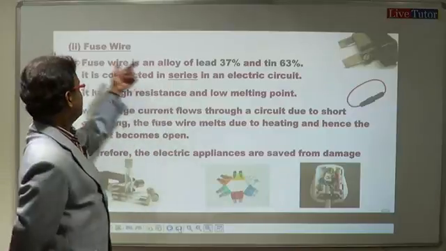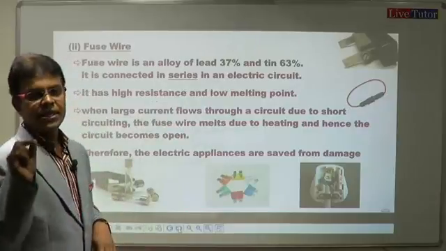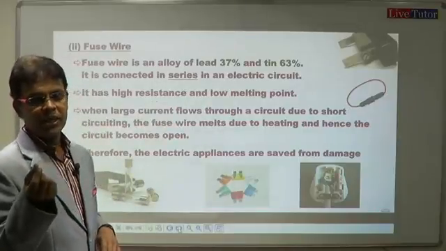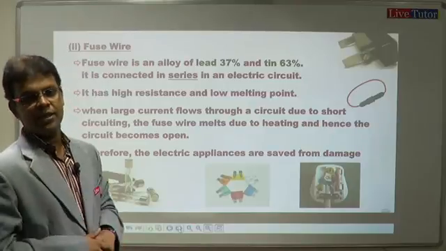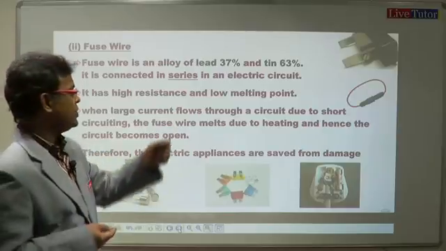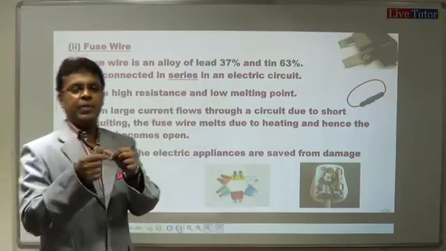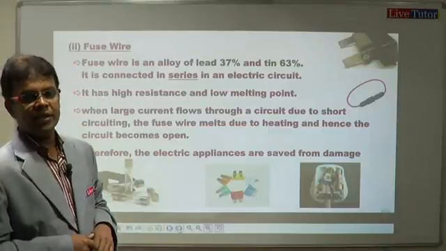So here, fuse wire is an alloy of lead and tin. You would have seen this lead. Lead is a very, very soft material. This is what we use for soldering the wires in an electrical circuit. When you want to join two wires, we use this lead only as a pasting material. So in that way, you can remember that it will easily melt away, isn't it?